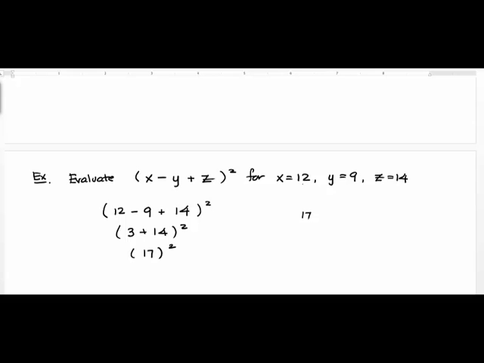And I don't know that one right off the top of my head. So I'm going to take 17 times 17, 7, 7, 49, 119, and then another 17. So I have 289. So the answer is 289. And I've just evaluated this expression for specific values of x, y, and z. If x, y, and z are a different number, my expression evaluates to something different as well.